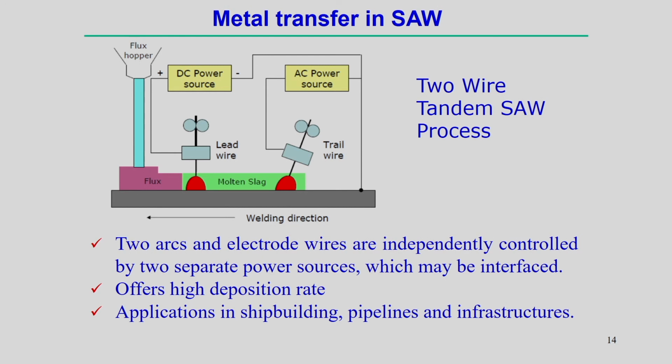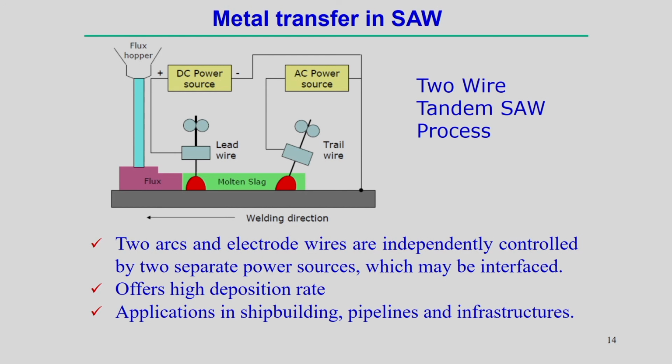So, in those cases submerged arc welding is the most suitable, but the development of submerged arc welding in terms of metal transfer normally happens, for example, in this case, as a 2-wire tandem submerged arc welding process. So, with 2 wires, metal transfer happens from the 2 different wires, so that the metal transfer can be controlled independently.